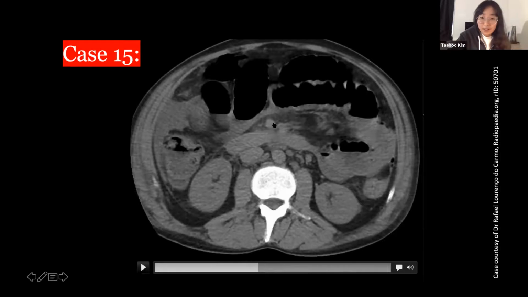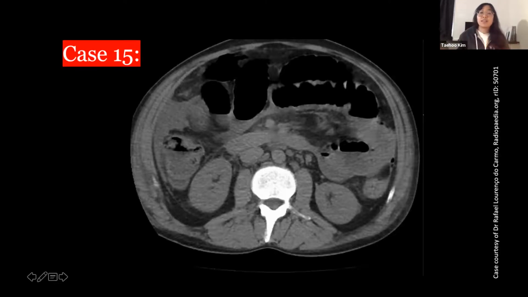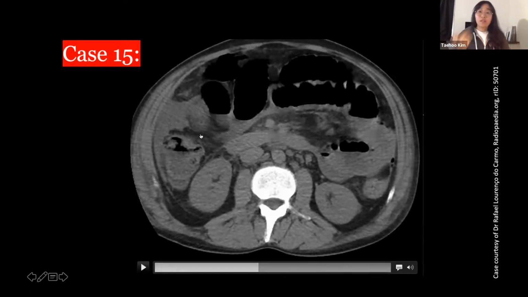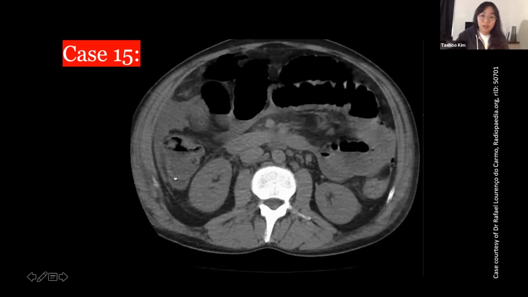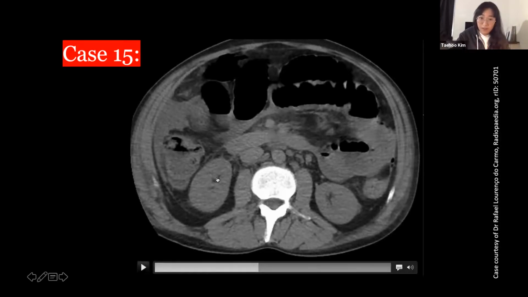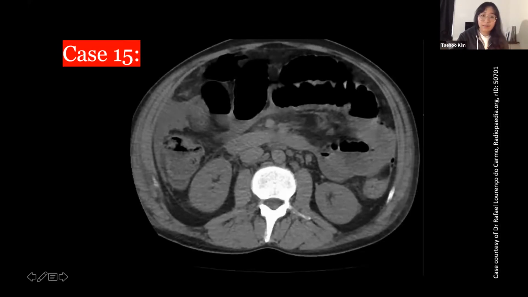But here you have to check for fat stranding and any involvement of the vessels, and then you repeat the CT scan in 48 hours with pancreas protocol to assess for any walled off necrosis or vessel involvement, pseudoaneurysm. But first, we don't really need a CT pancreas protocol for pancreatitis. Okay.